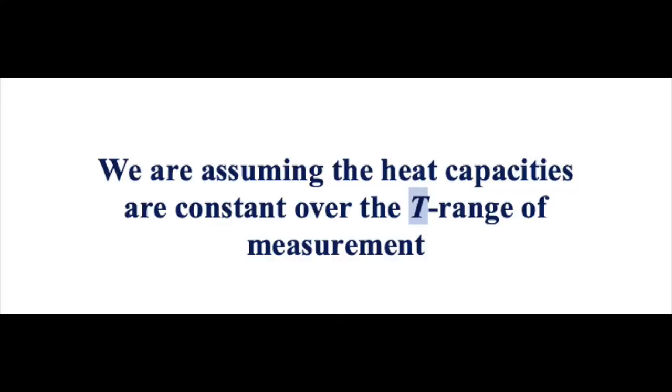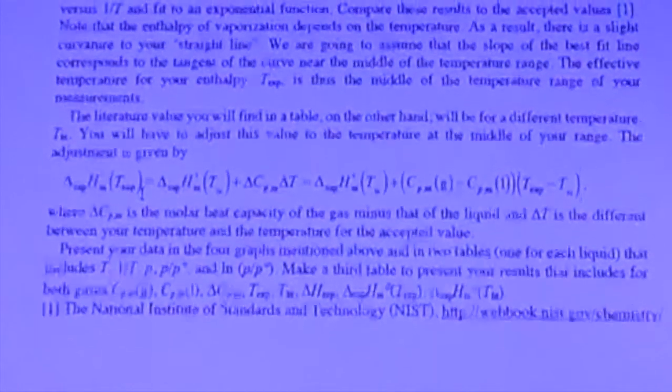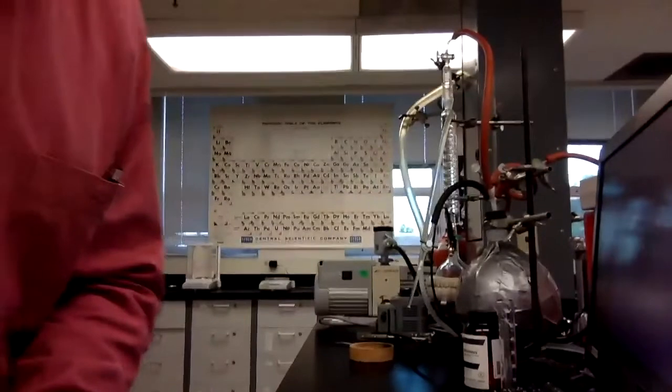The delta CP part, that's just the heat capacity of the gas minus the heat capacity of the liquid. The delta T, that's the difference between the experimental temperature, the middle of your range, and the literature temperature, the one where this value was taken. What that allows you to do is create a literature value appropriate to your experimental temperature. And then you're going to put this all in a nice table and compare your results for these two liquids to the results from the NIST webbook corrected for temperature appropriately.